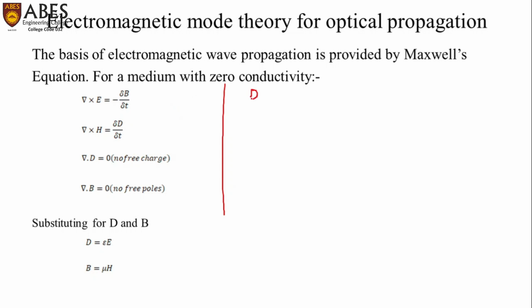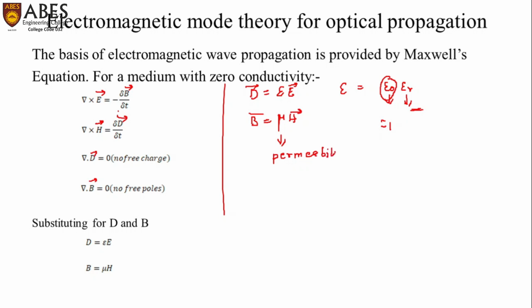Also, we know that D is equal to epsilon E. All the equations should be considered in vector form here. B is equal to mu H, where epsilon is our permittivity, which is given by epsilon naught into epsilon r. This is the absolute permittivity and this is the relative permittivity. Absolute permittivity is the permittivity of air or vacuum, and relative permittivity changes as per the dielectric used by us. Similarly, this is the permeability, and it is given by mu is equal to mu naught into mu r. Mu naught is the permeability of free space or air, and this is the relative permeability, which changes as per the medium.